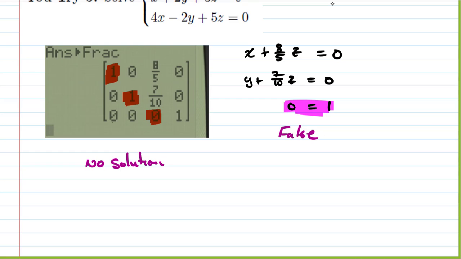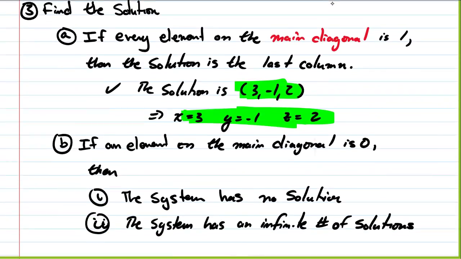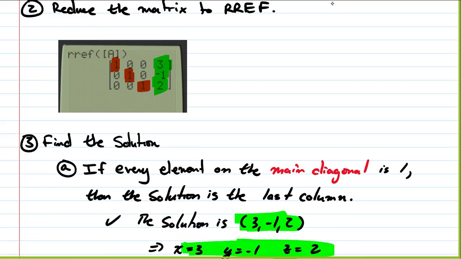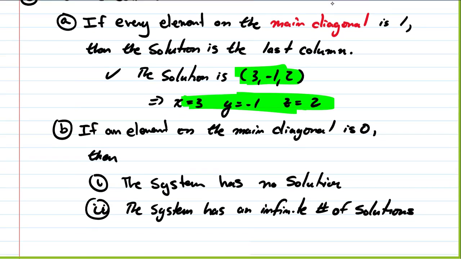So when we end up without 1s on the main diagonal, but with a false statement, then the system of equations has no solutions. All right, so let's go back and recap all that happened. We write our system as a matrix, we reduce it to RREF, and then we have to check the main diagonal. If every entry on the main diagonal is 1, we're done, and the solution is the last column of the matrix. We like it when that happens.